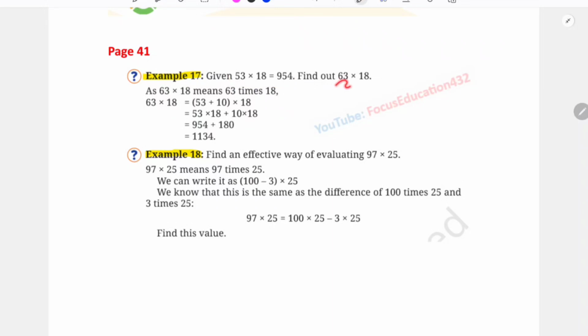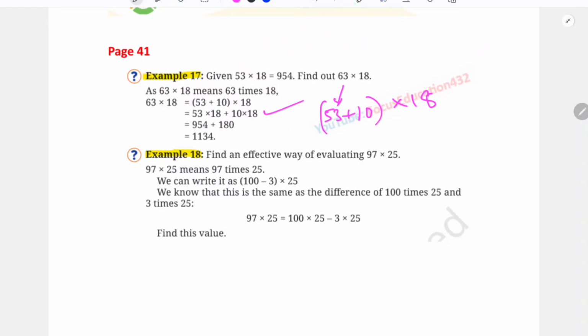So what we will do is split 63 as 53 plus 10, because here we are having 53. So 63 can be written as (53 plus 10) multiplied by 18. Clear? Now the same distributive property, multiplication by 18 is outside. So 18 multiplies 53 plus 18 multiplies 10. That is what is being done here.